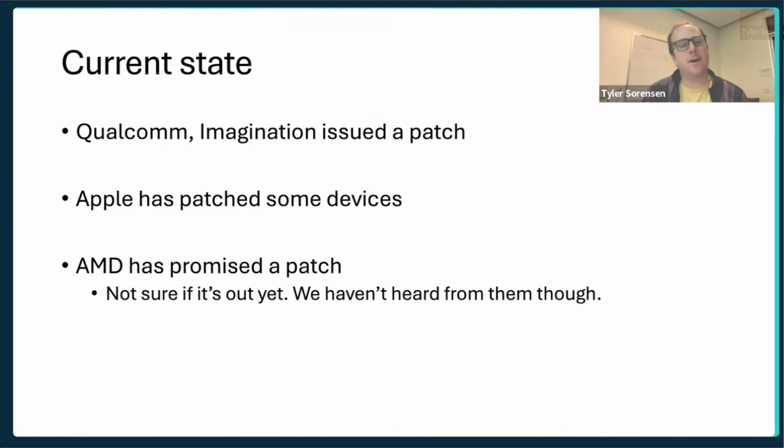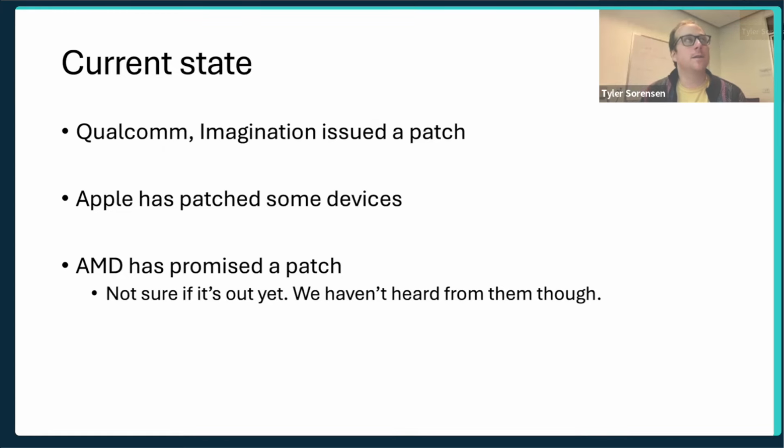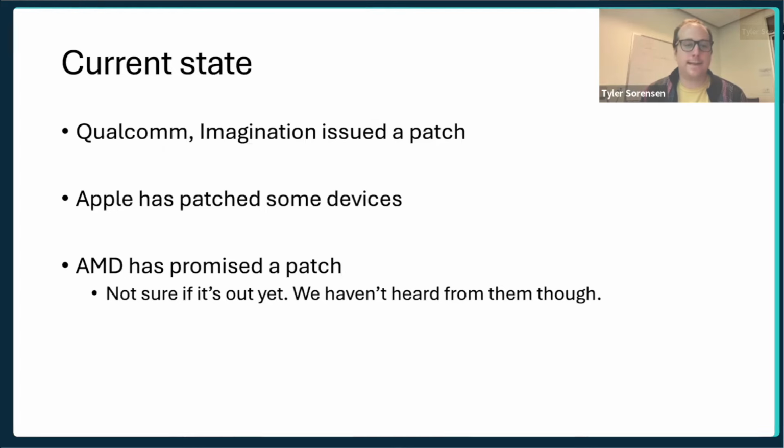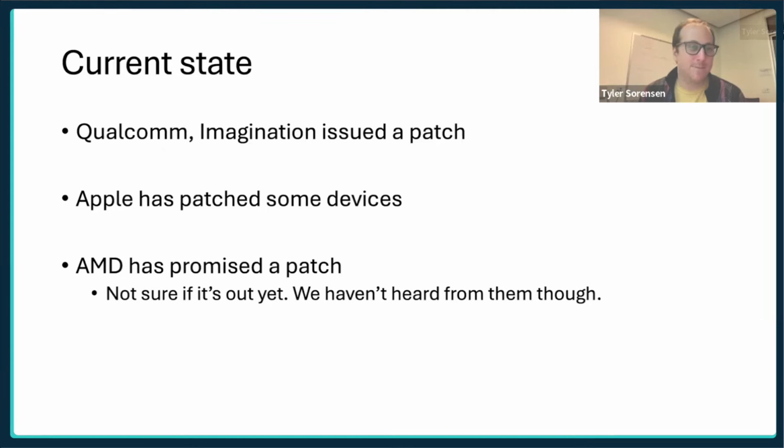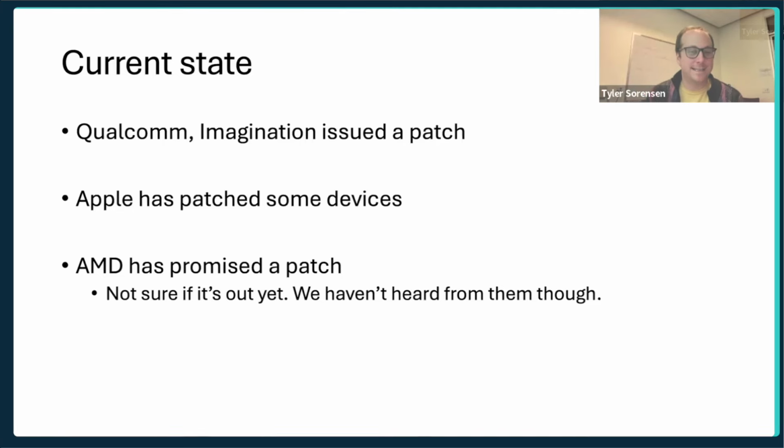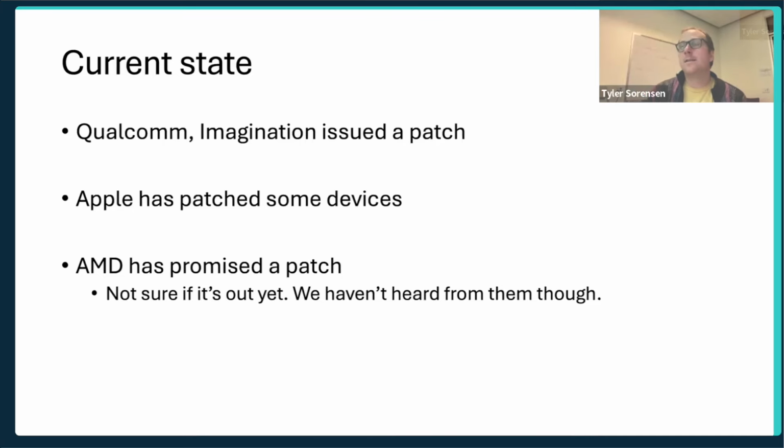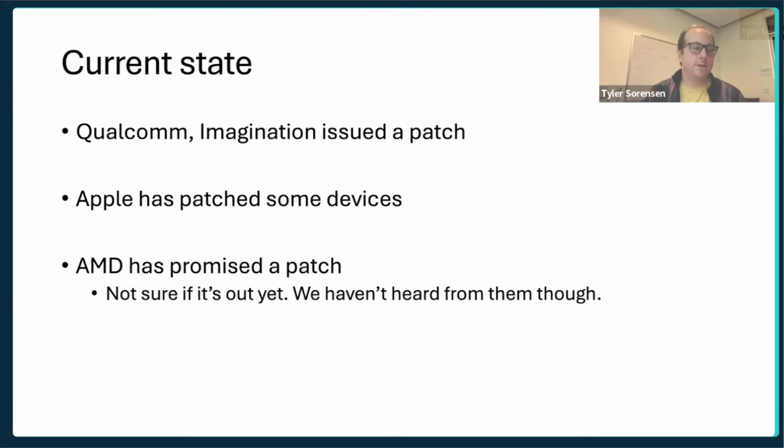We're not sure if it's out yet. They haven't talked to us. So I need to go investigate that a bit further. When you're dealing with so many different GPUs, it's hard to kind of keep them all up to date and run your regression tests on them. But, they did take this seriously and they are working on it.